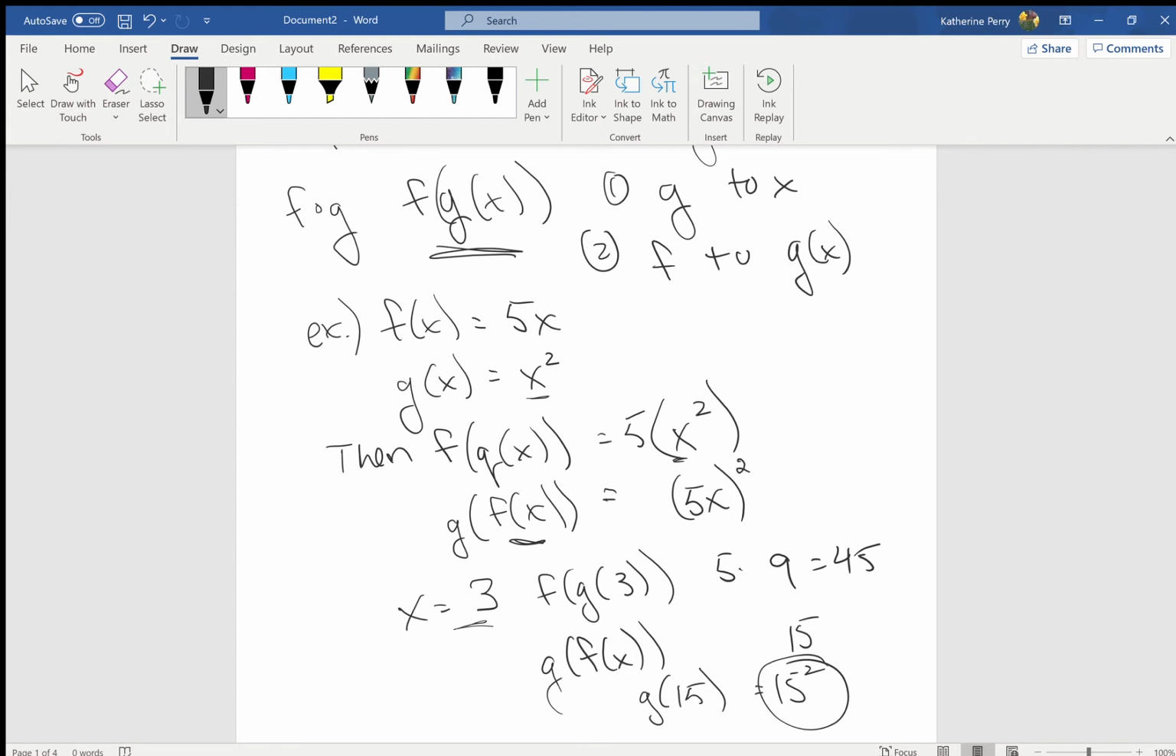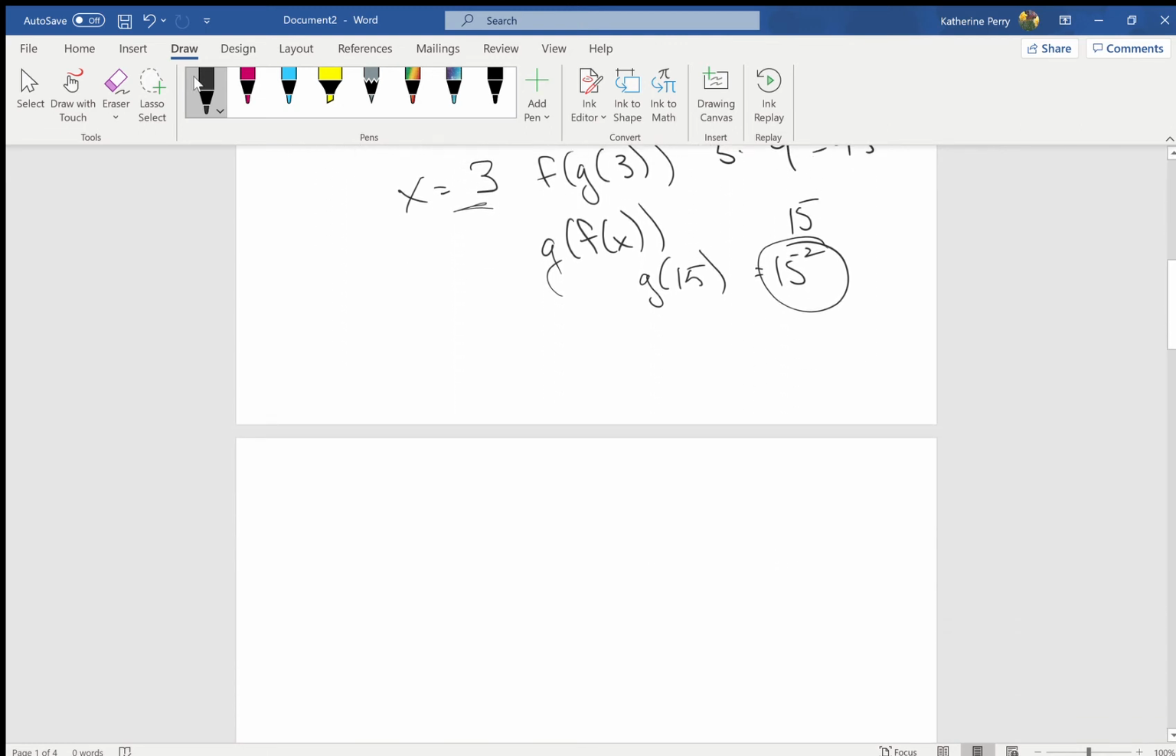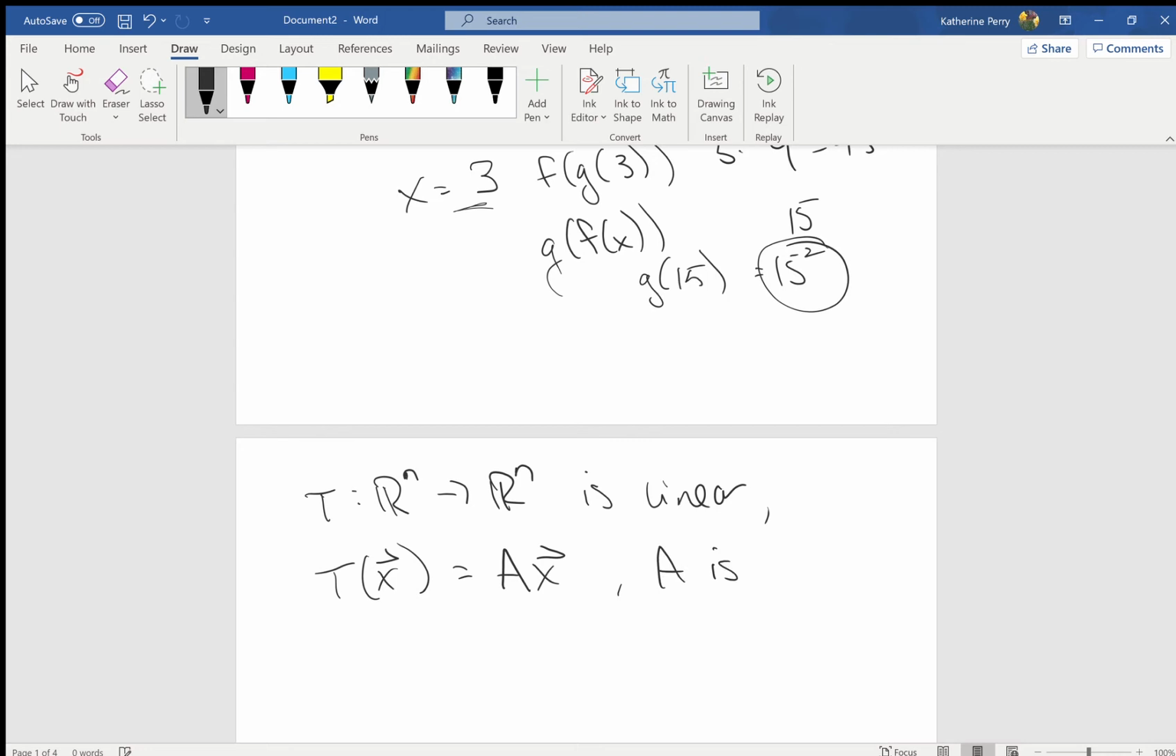Okay, so we can do a similar thing with linear transformations. And so recall, if my transformation T, and this time let me say from Rn to Rn, is linear, then we know that I can represent this transformation T of x with a standard matrix A. And in this instance, A is n by n, since my transformation is from Rn to Rn.